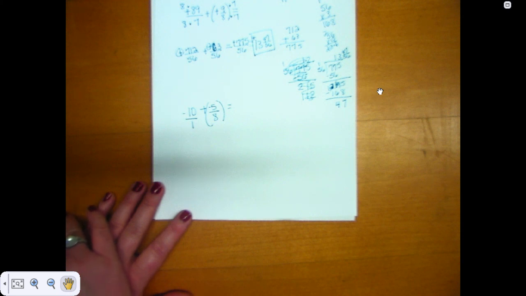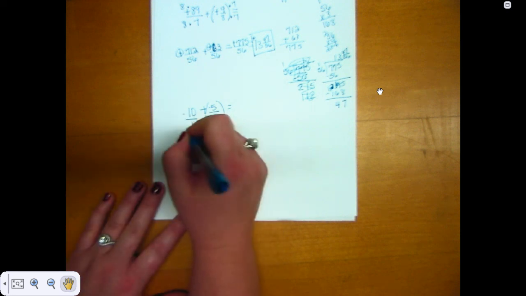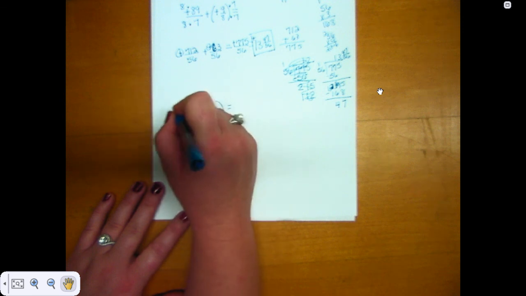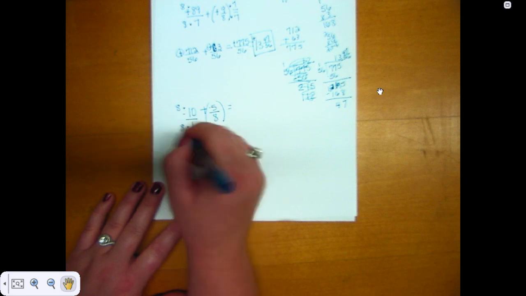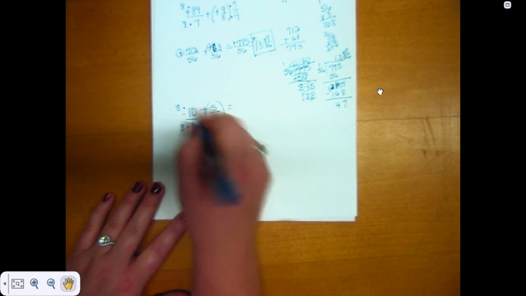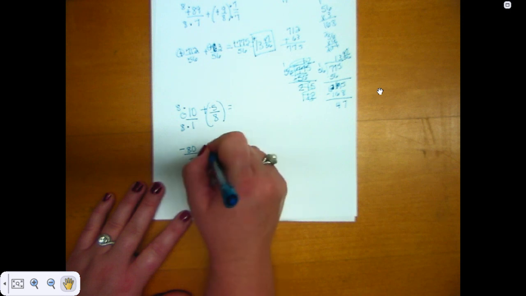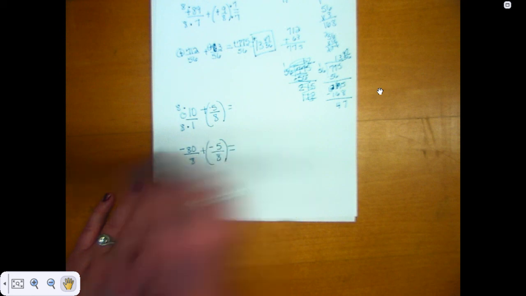Now, do I have the same denominator? I don't, so I need to find one. I'm going to use 8. So how do I get from 1 to 8? I multiply it times 8. Whatever you do to the bottom, you do to the top. 8 times 1 is 8. 8 times 10 is 80. Don't forget your sign. Bring down your plus sign and bring down negative 5/8 because it's already 8.